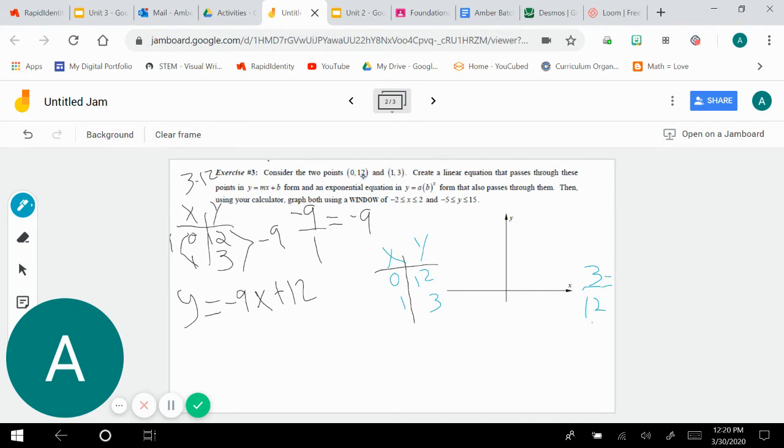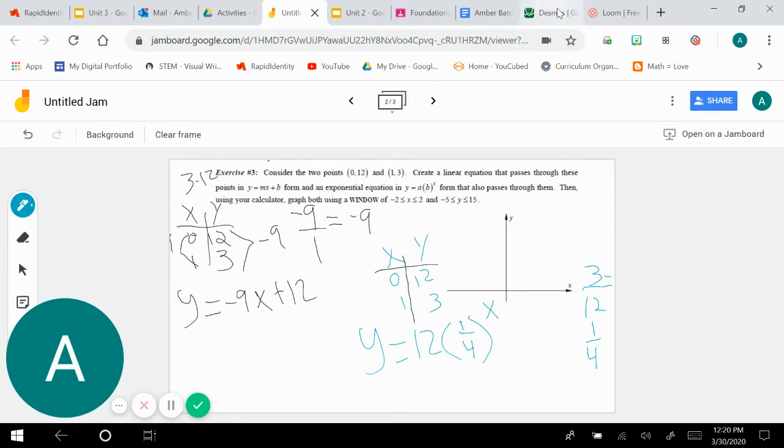That is 1/4. Okay, so what is my ratio? 1/4. You can also put it as a decimal if you prefer. So you could do 0.25, up to you. So my equation, again, I know the y-intercept is 12. And then my ratio is 1/4. Again, you could use 0.25 to the x.